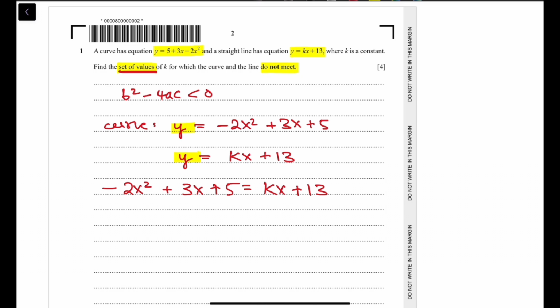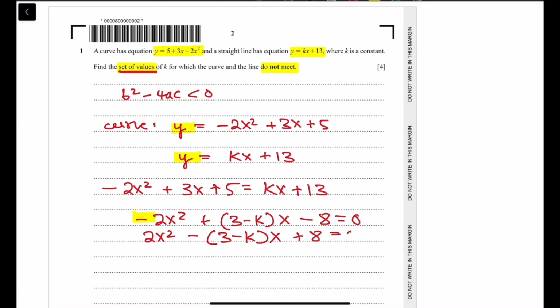Then we can move the numbers and coefficients around. So negative 2x squared plus 3 minus kx plus 5 minus 13, which is minus 8, equals 0. Now we can actually use b squared minus 4ac, but I would like to get rid of the negative here, so I'm just going to move everything to the right hand side. So we'll end up with 2x squared, minus 3 minus kx plus 8 equals 0.